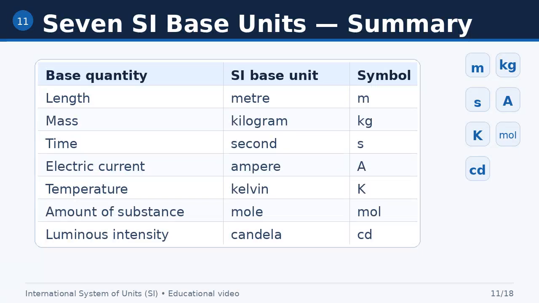Let us summarize the 7 SI base units. Length is measured in meters. Mass is measured in kilograms. Time is measured in seconds. Electric current is measured in amperes. Thermodynamic temperature is measured in Kelvin. Amount of substance is measured in moles. Luminous intensity is measured in candela. These 7 units form the base of the entire SI system.